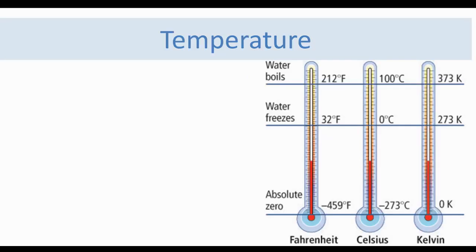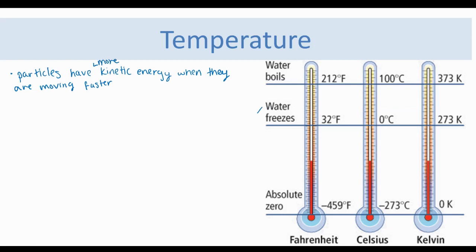Our first property is temperature. So temperature exists because particles have kinetic energy when they are moving faster. I should actually say particles have more kinetic energy when they are moving faster.